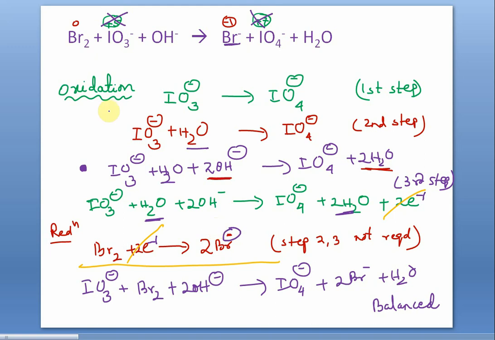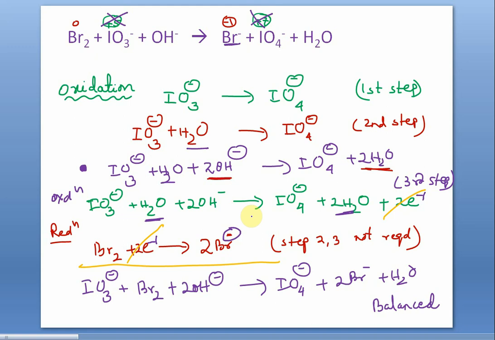Then we have to add the overall oxidation step here and the reduction step here. It is already 2 electrons, so no multiplication is required. So the electrons cancel, and finally iodate ion plus bromine and water is here and 2 water is here. So only 1 excess water will appear in the RHS.